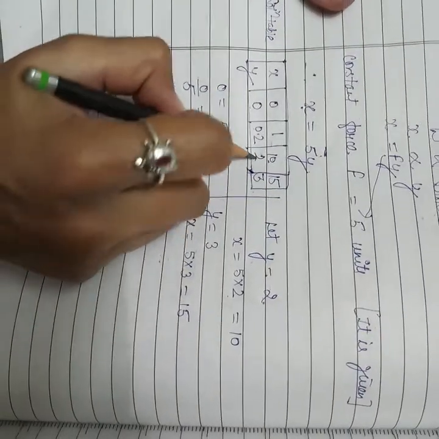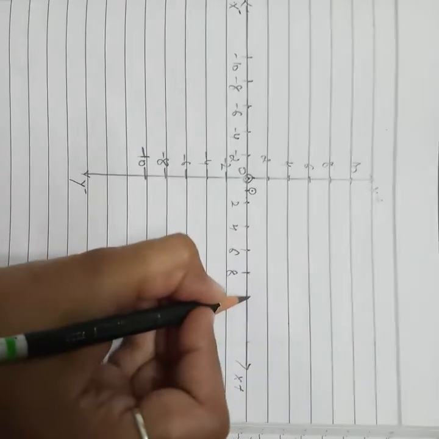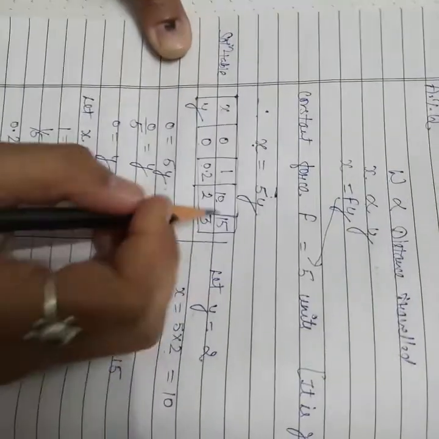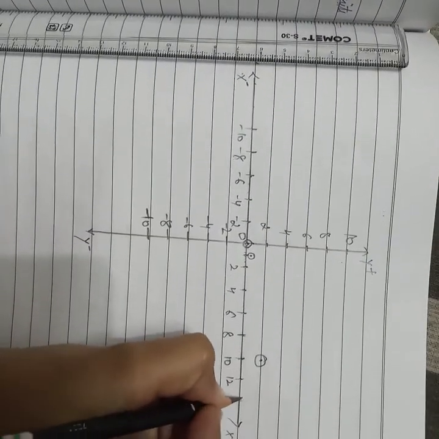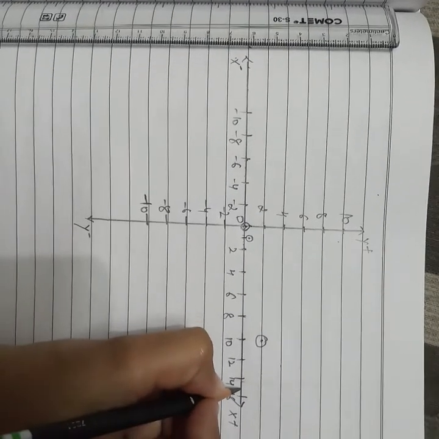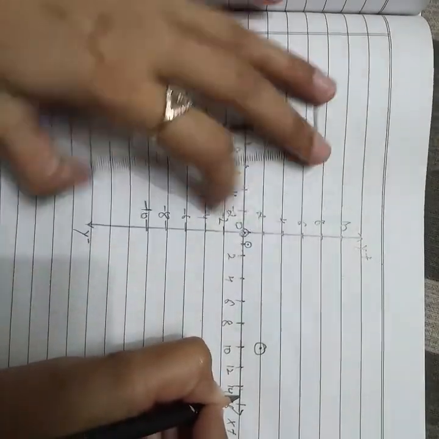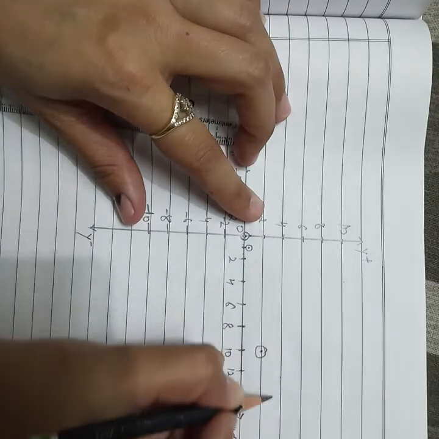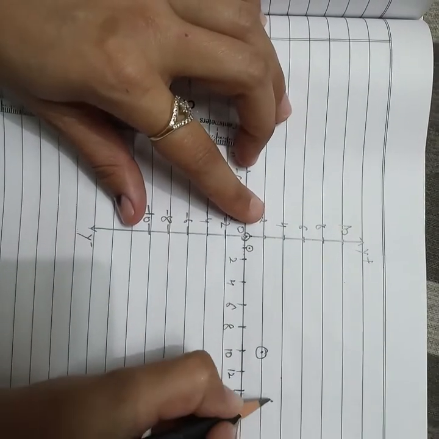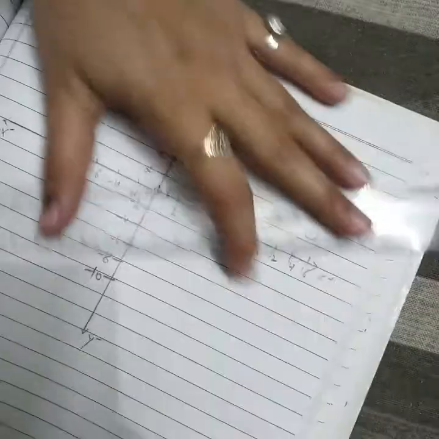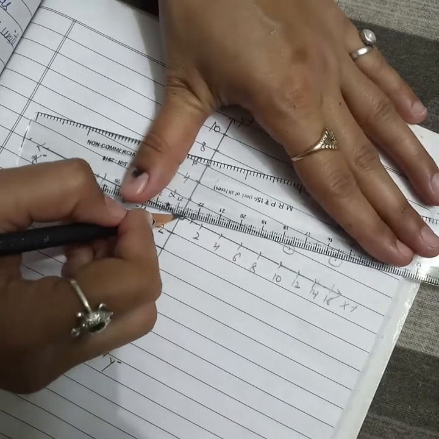Next, when x is 10, y is 2. And next, when x is 15, y is 3. Similarly, next points are 12, 14, 16. Between 14 and 16, the point is 15. And when x is 15, y is 3. 3 is between 2 and 4. Now join these points with the help of the scale, so it is a linear equation.